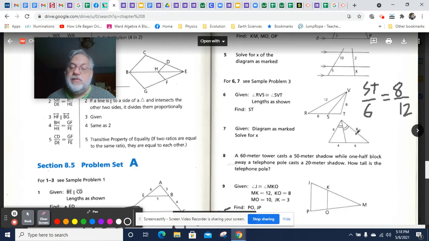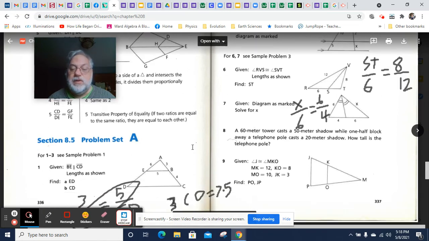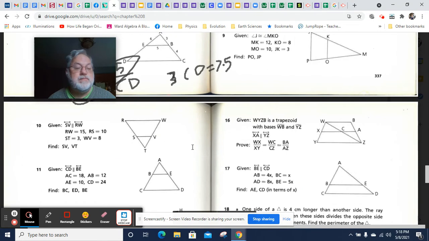On this one, we're going to have X is to 6 as 6 is to 4. Oh my goodness, we've got a mean proportional. So that's going to make a 36, and that's going to be X times 4. So X is going to have to be 9 in this case, because 36 divided by 4 will equal 9. Okay, let's keep going to number 14.